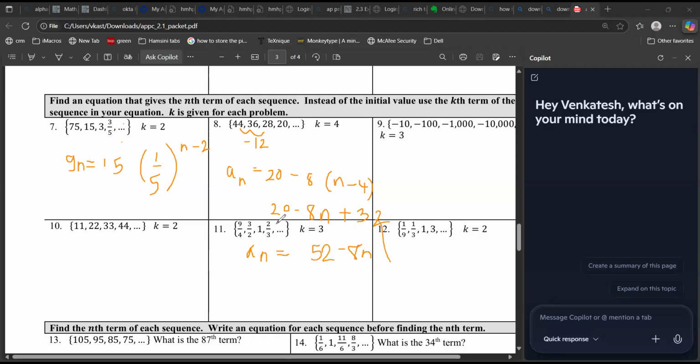Let me once check on the arithmetic sequence answer. The answer is in a different format. 32, 32, 42, 52 minus 8. Correct, correct, correct. This is correct. So guys, I hope I clarified.